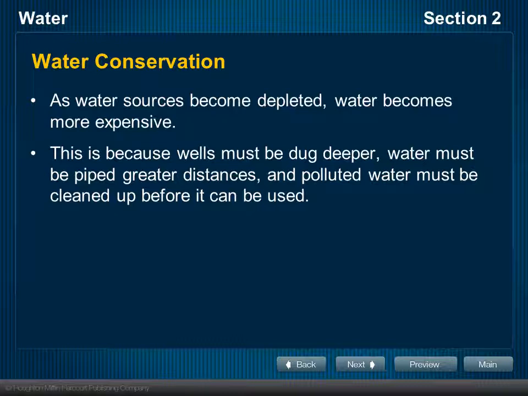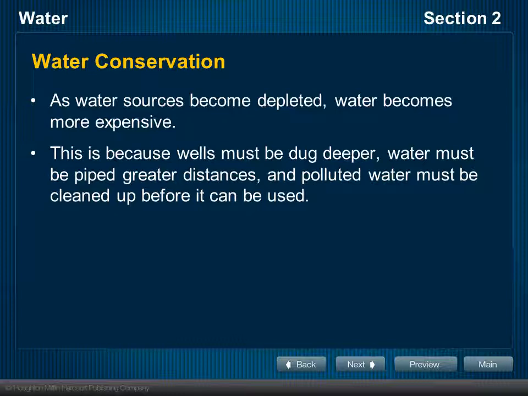When areas dry up regionally, wells are dug deeper, water needs to be piped greater distances, and polluted water needs to be cleaned up. That is all increased expense. But I want us to make sure we understand that the droughts we've been hearing about in California for the last several years have less to do with water usage than with weather patterns.